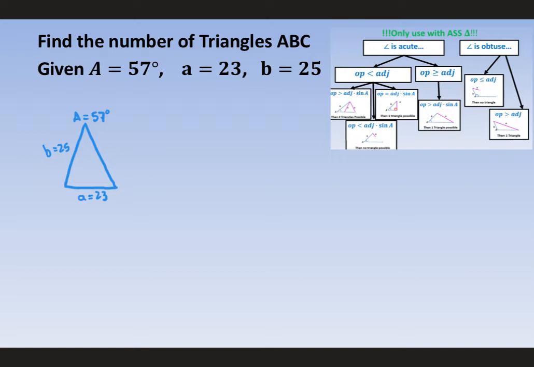So first things first, I look at my angle, 57 degrees. That is an acute angle, so I'm on this branch over here because 57 degrees is an acute angle. The next thing I'm going to do is compare my opposite side, which is little a, with my adjacent side. My opposite side is 23, my adjacent side is 25. 23 is less than 25, so I am on this branch right here.